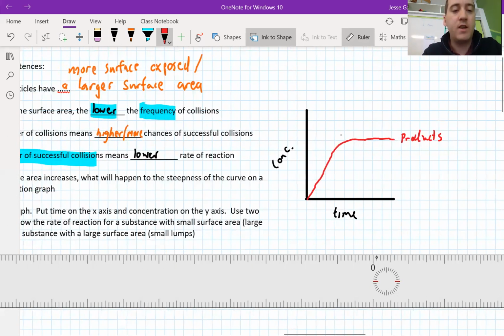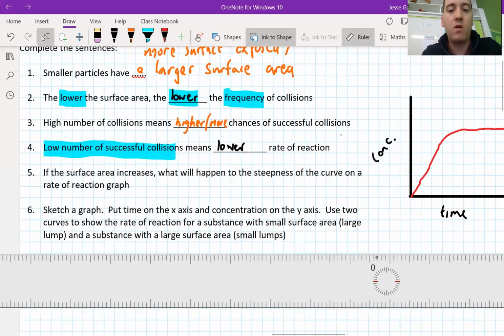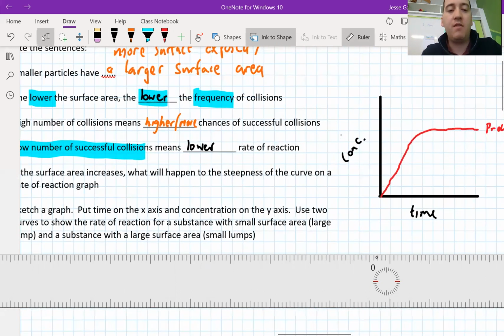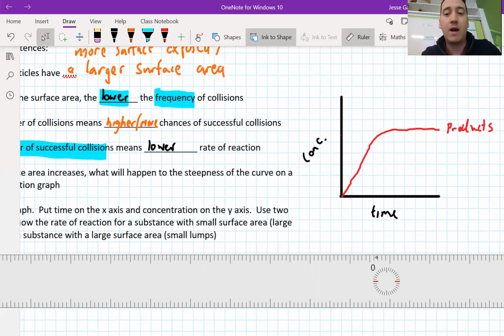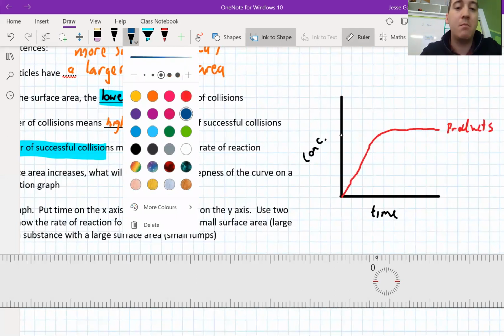And the question is, if the surface area increases, what will happen to the steepness of the curve on a rate of reaction graph? Well, if the surface area increases, that's going to make my rate of reaction higher or lower. Speak your answer to the screen. 1, 2, 3, go. Okay, so if my surface area increases, my rate of reaction gets higher. It goes up. So if my rate goes up, what happens to the steepness of the graph? The steepness of the graph is going to increase. It's going to get more steep to show it's happening more quickly.